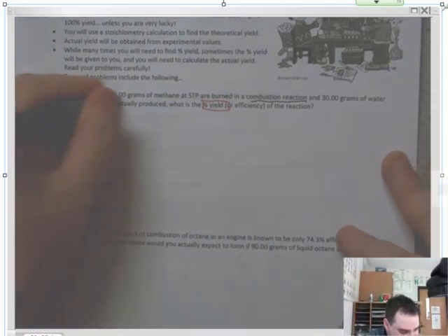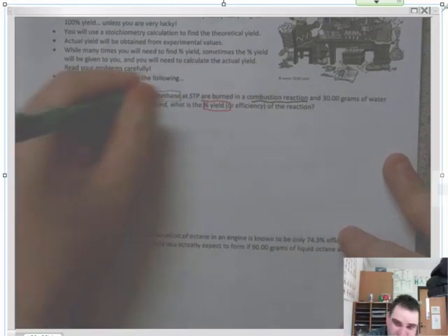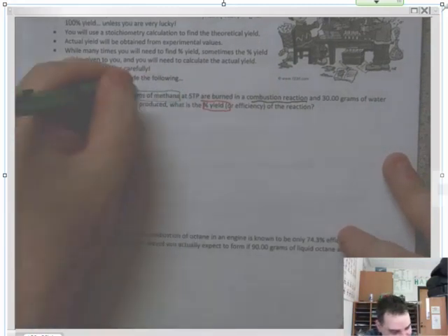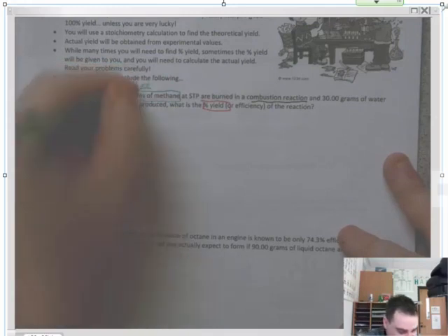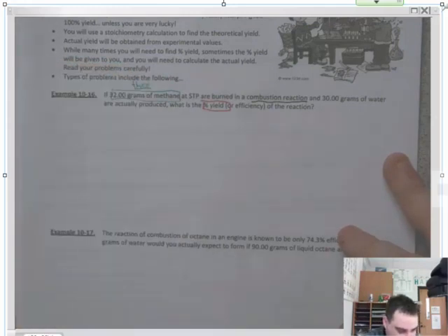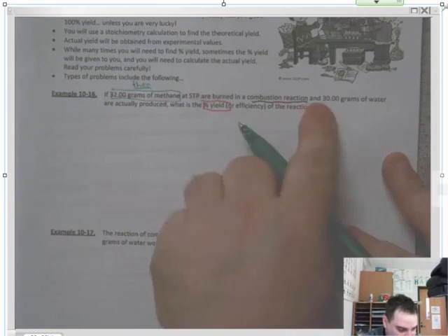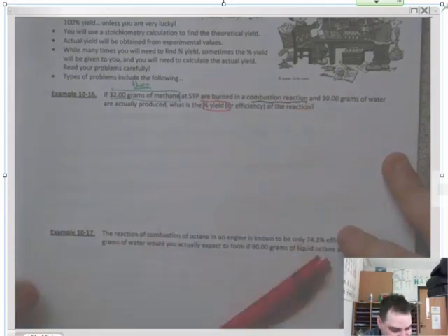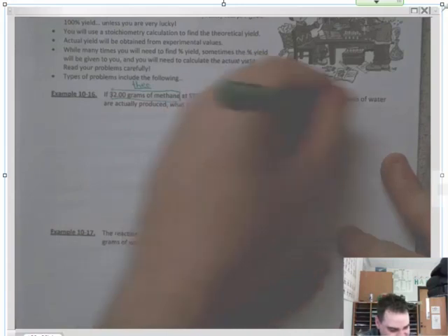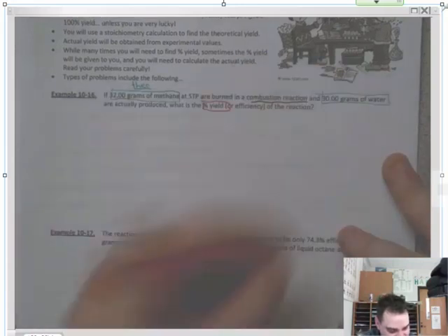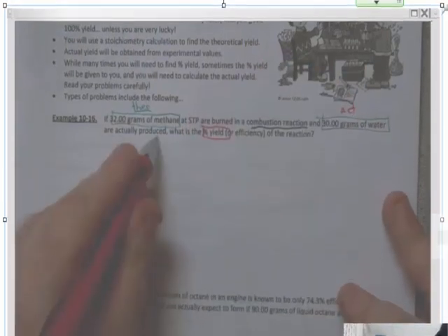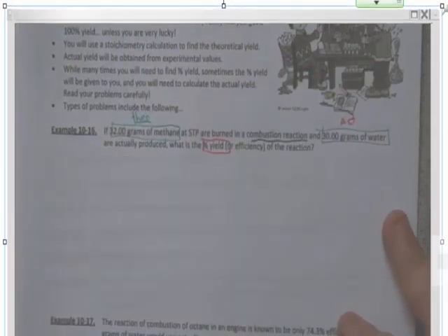If 32 grams of methane at STP, 32 grams of methane, that is what we are starting off with in theory, are burned in the combustion reaction, and 30 grams of water, this is your actual value, are actually produced. What is the percent yield of this reaction?